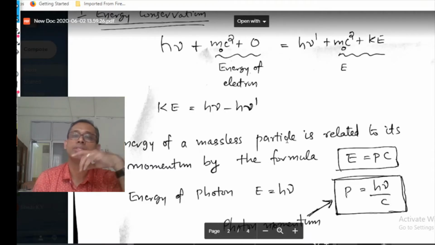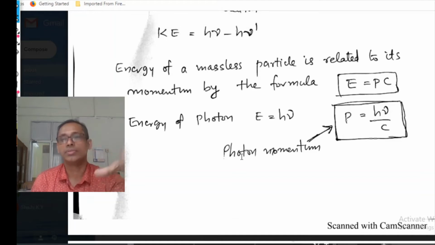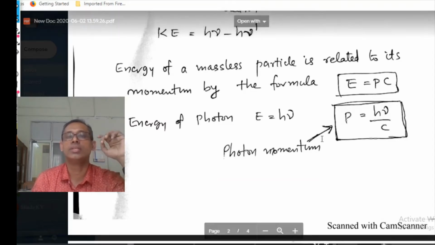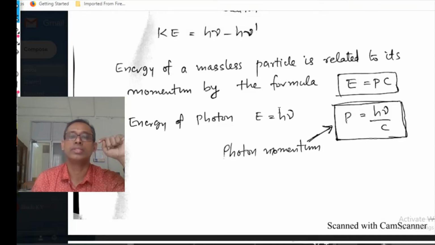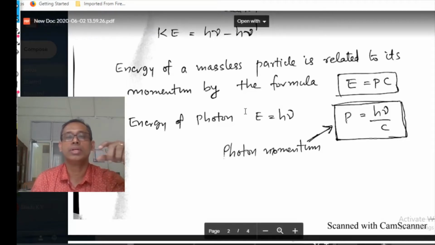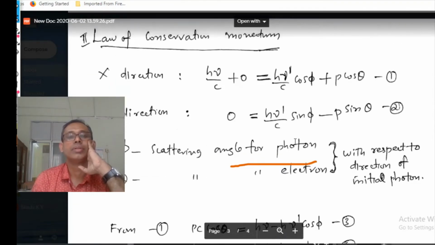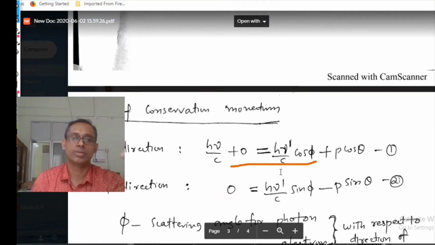Now the energy, as we saw there, energy of a massless particle is related to its momentum, because rest mass energy is 0. E is equal to Pc. Here for a photon E is h nu, so P is equal to h nu over c. So that is the photon momentum. Then we are applying the law of conservation of momentum here.